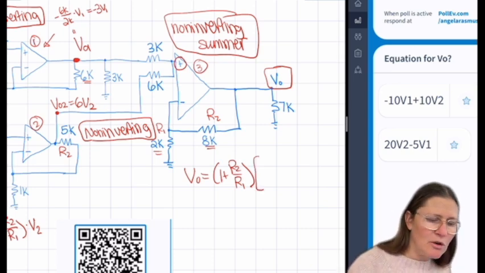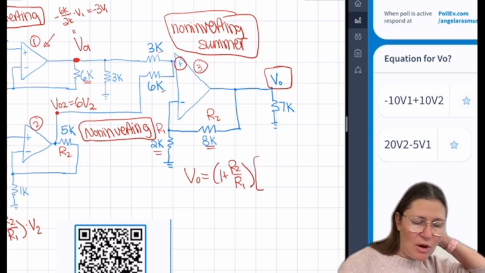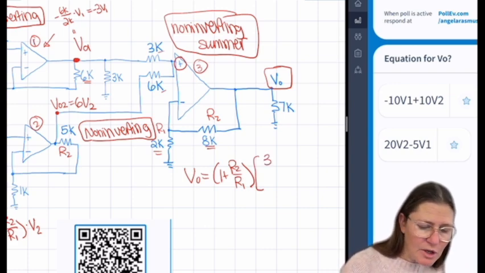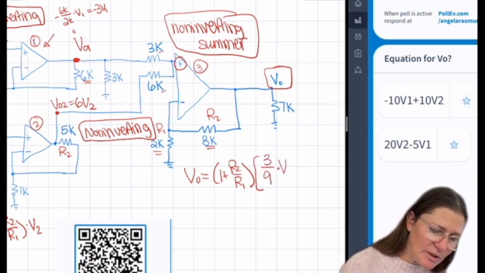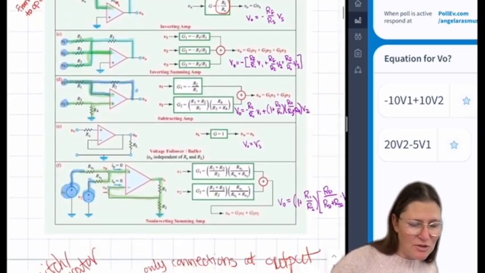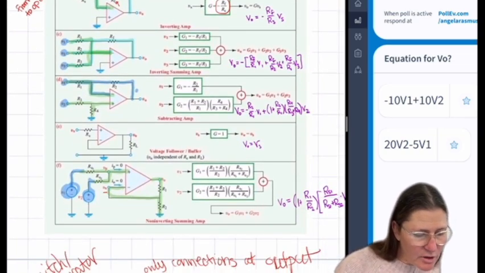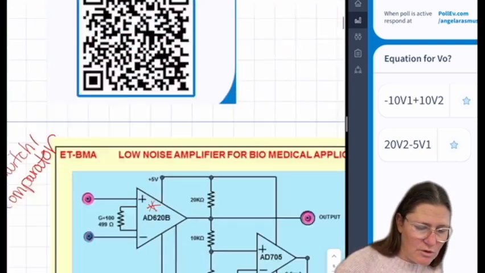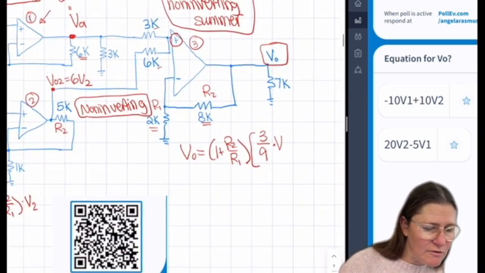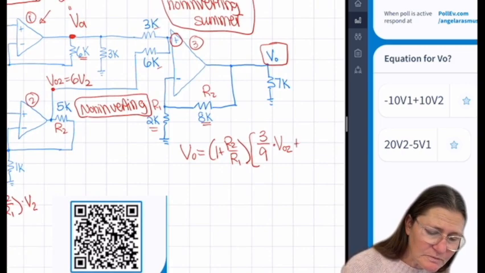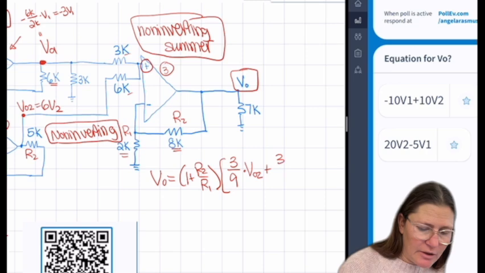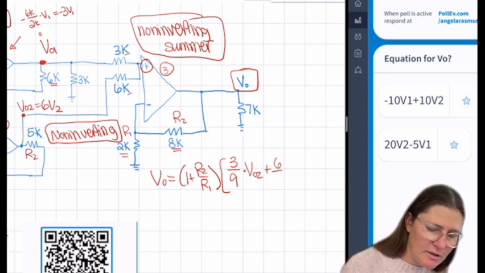And then it's a ratio between these two for each one. This would be 3 over the total times V, though I don't remember which one's which. For the inverting summer, RS1 over those would be the gain for the opposite one. So V2 opposite, in this case, would be VO2, and then 6 over 9.